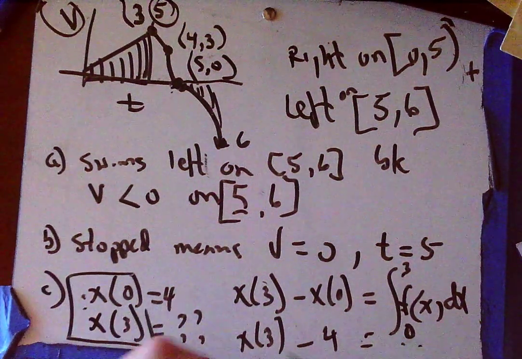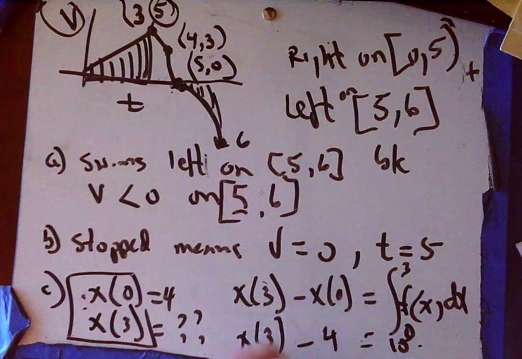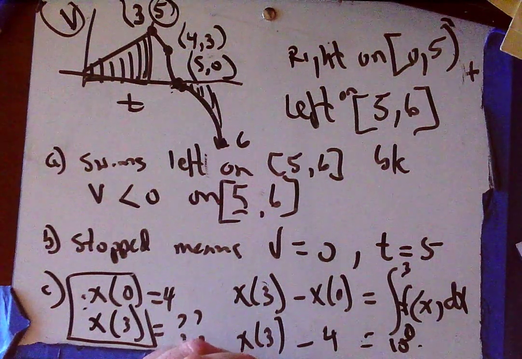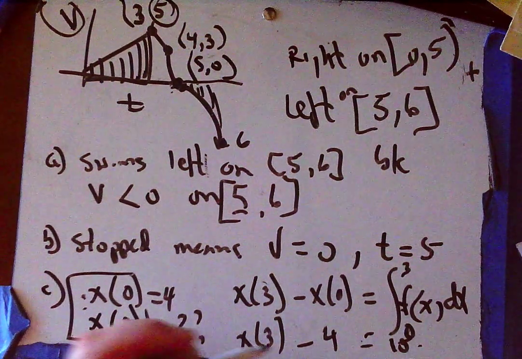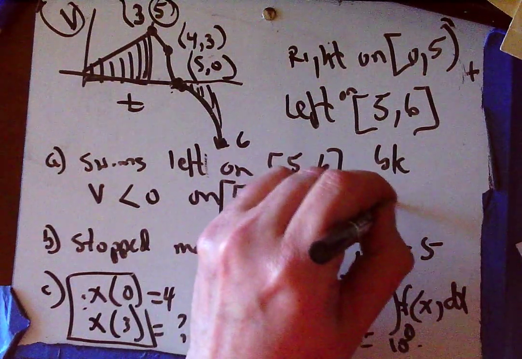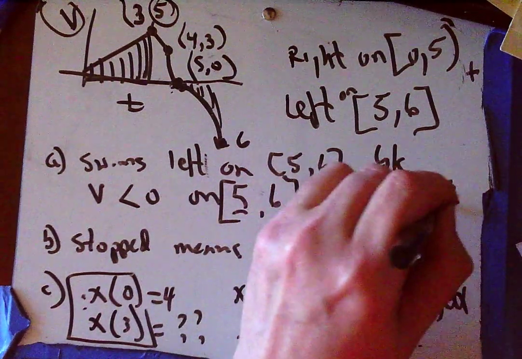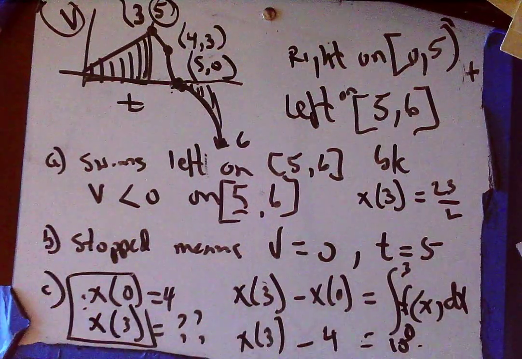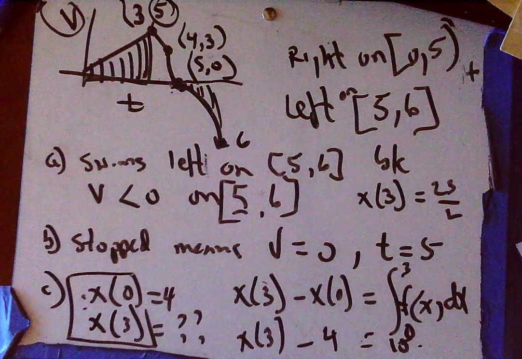So we have 15 halves plus 8 halves. That is going to be 23 halves. So x of 3 is 23 halves. I believe that's true, but you might want to check that one.